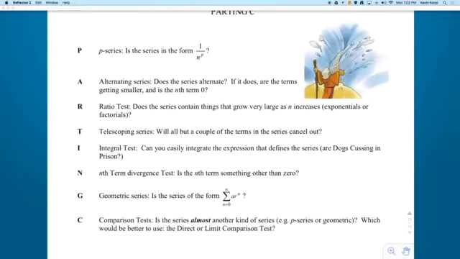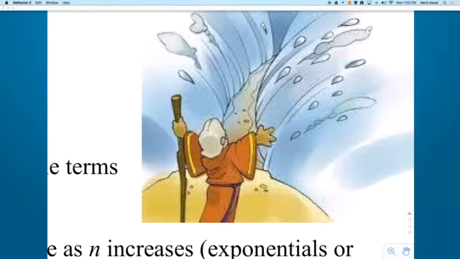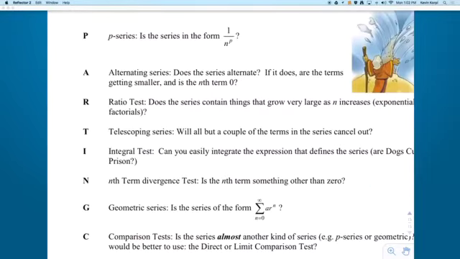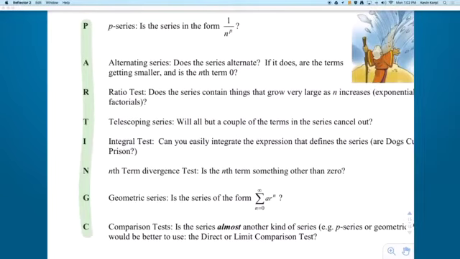There is a way to summarize all these if you want. If you think of Moses parting the sea, it gives you a way to remember there's a name for everything. P series, alternating series, ratio and root. Telescoping, that's kind of a neat one. Not on the AP exam. Integral test, divergence in the nth term test, geometric series, and comparison test, limit and direct.